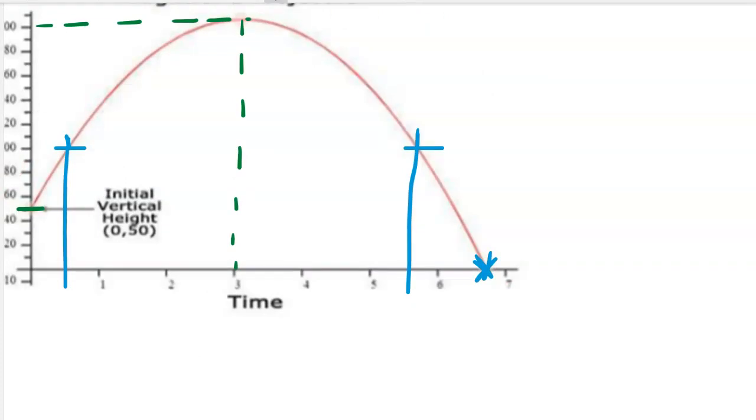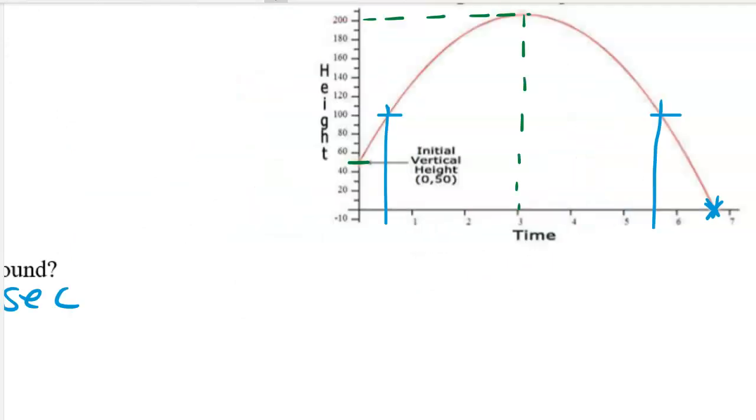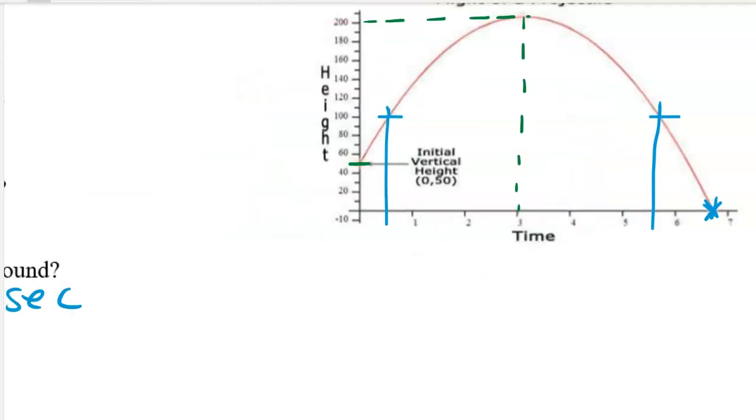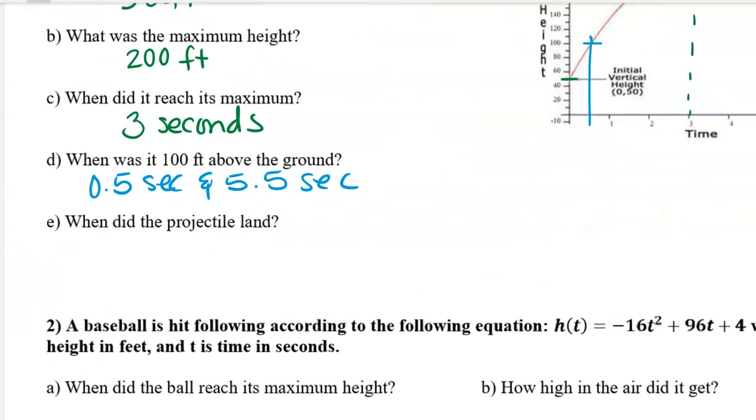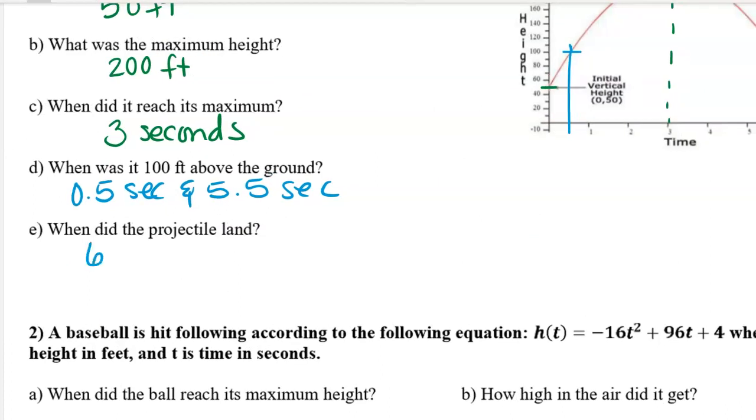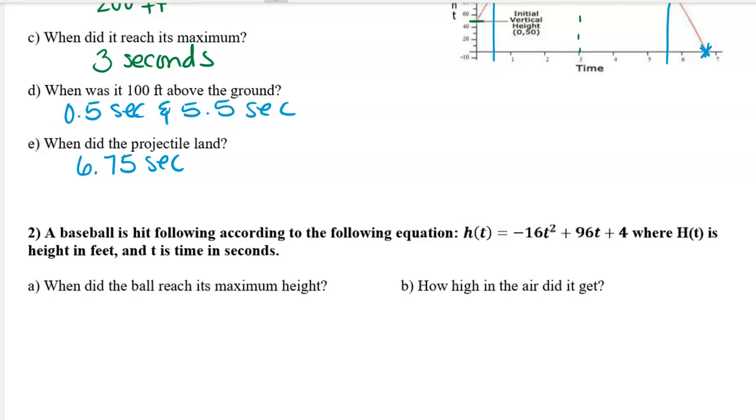Like 6.75. I like that number too. Yep. It's going to land in about 6.75 seconds. So those are the typical questions that we ask you, okay? So about 6.75 seconds. Perfect.